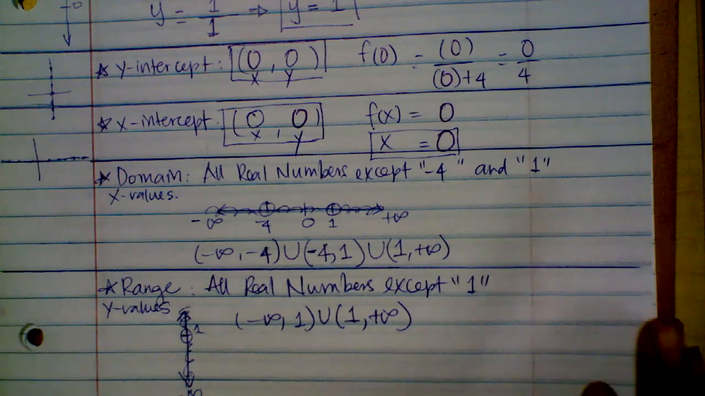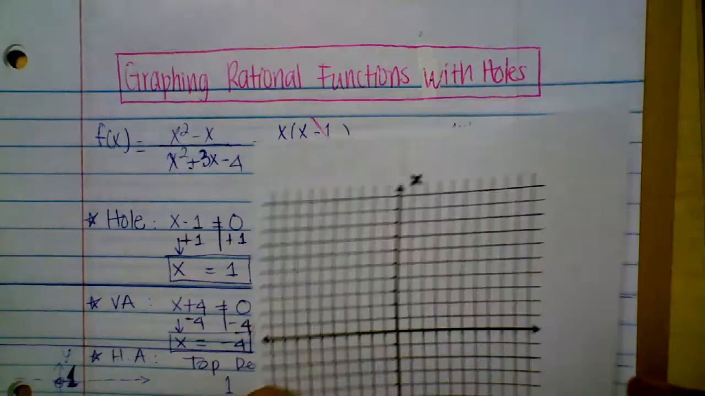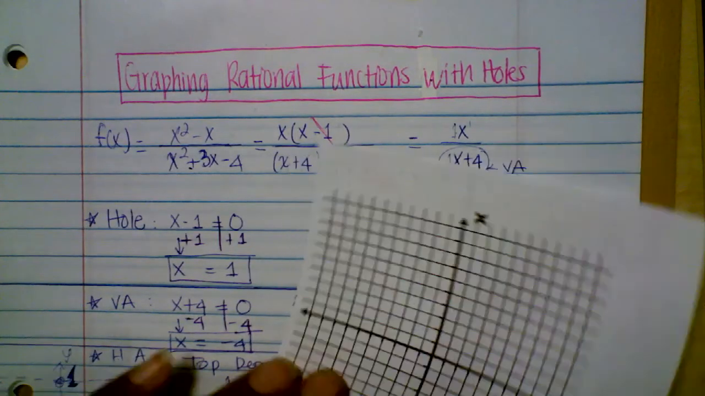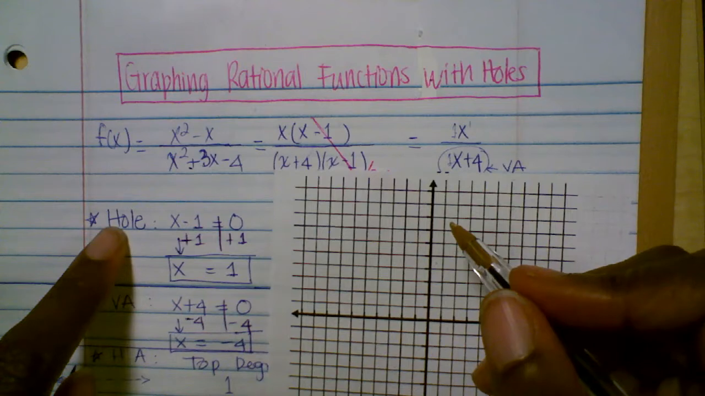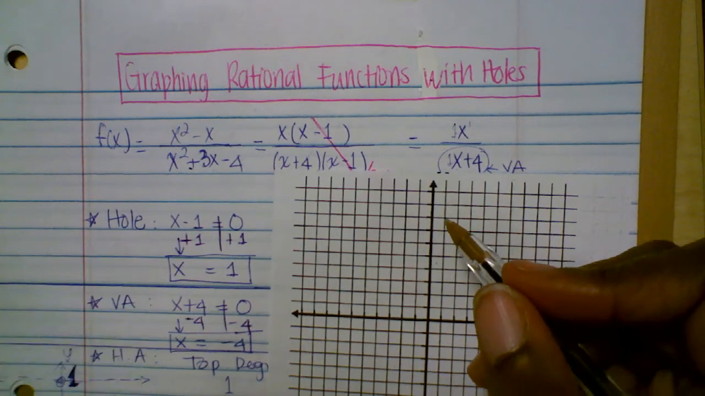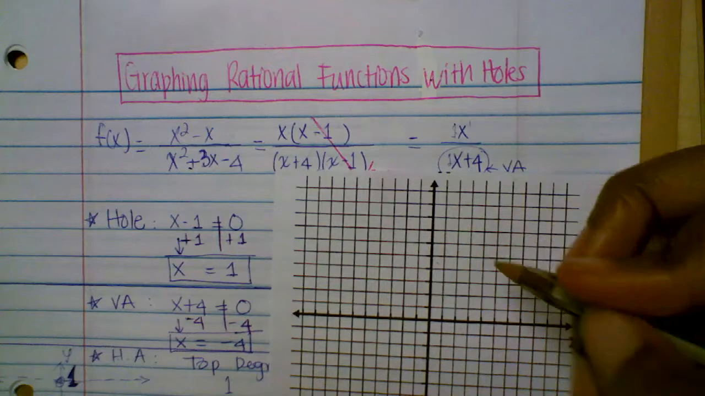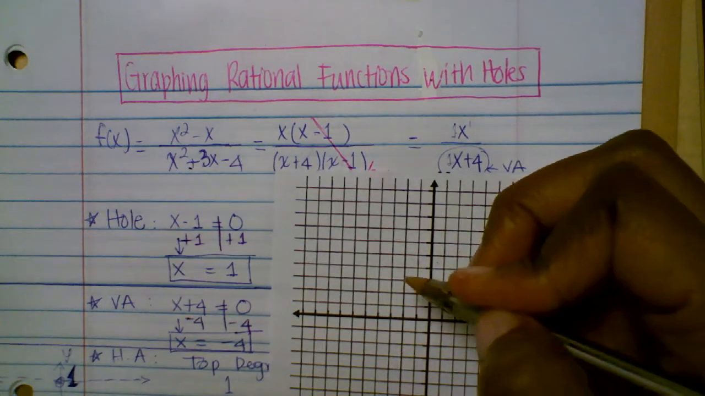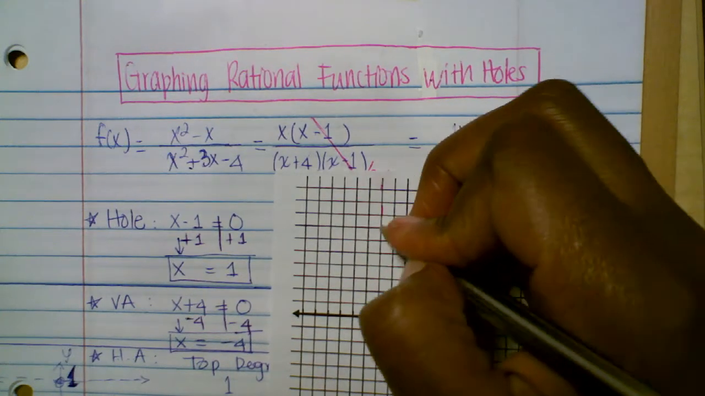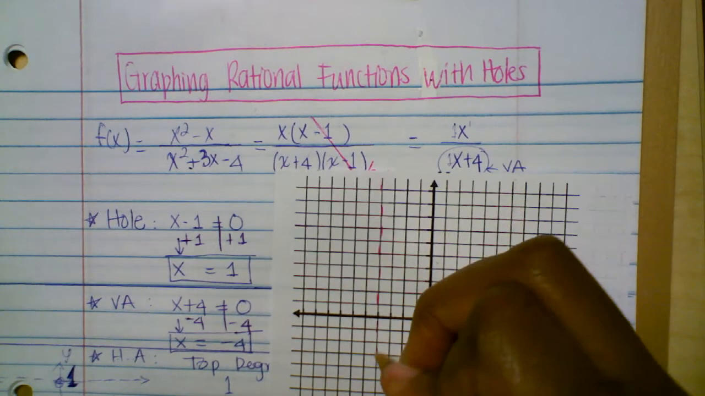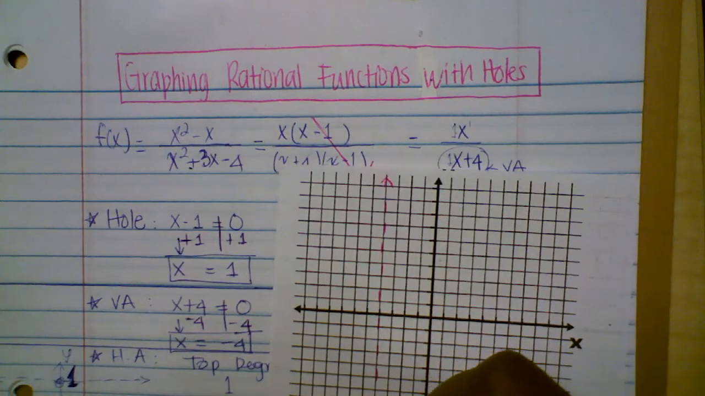So now let's plot the points. The hole I'm going to do after I'm done graphing. I know that you do have a vertical asymptote at negative 4: 1, 2, 3, 4. So let's draw the vertical asymptote first. The first one is x equal negative 4.